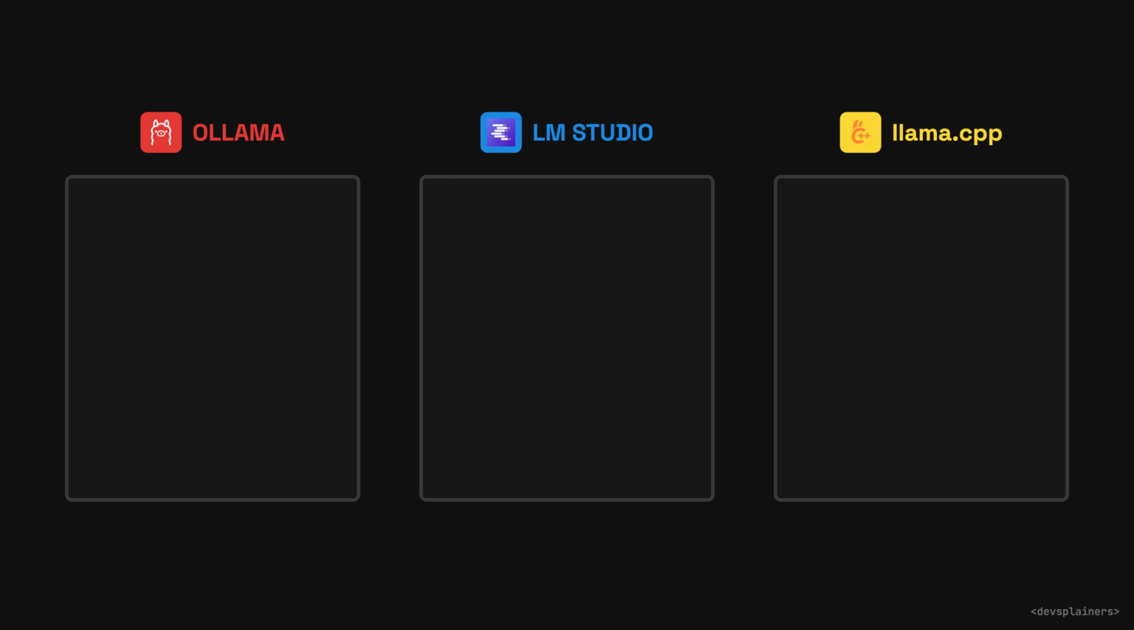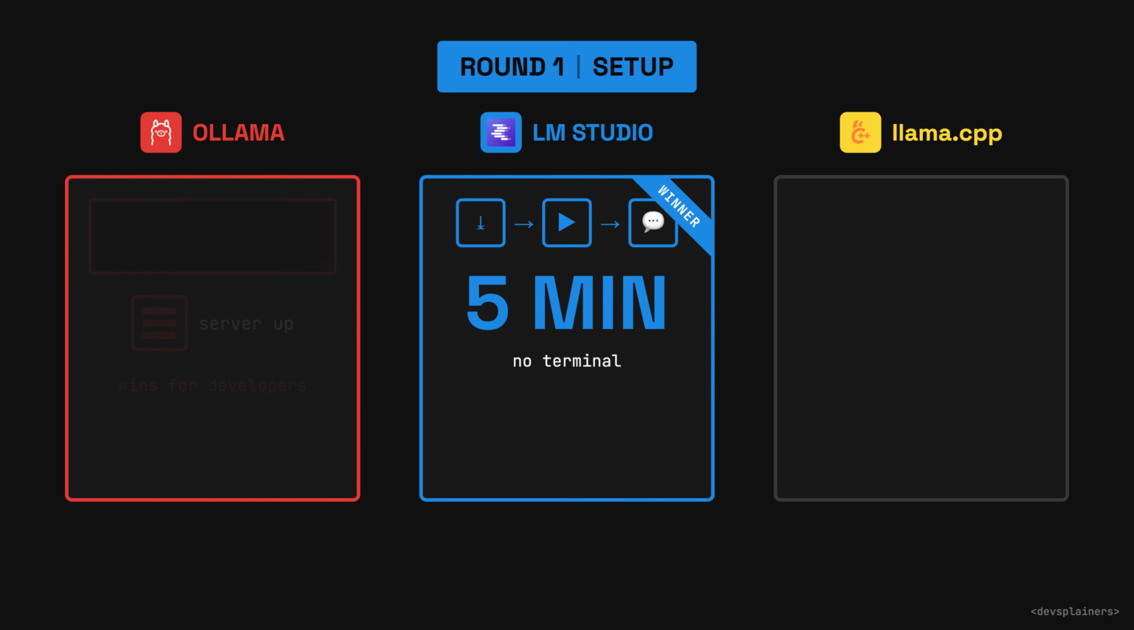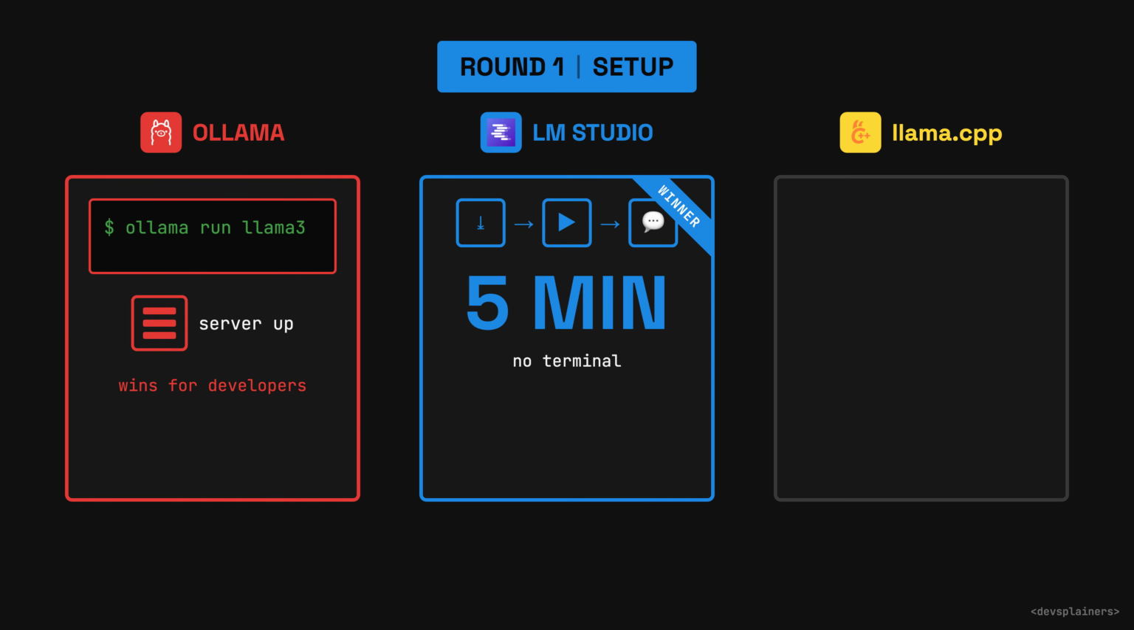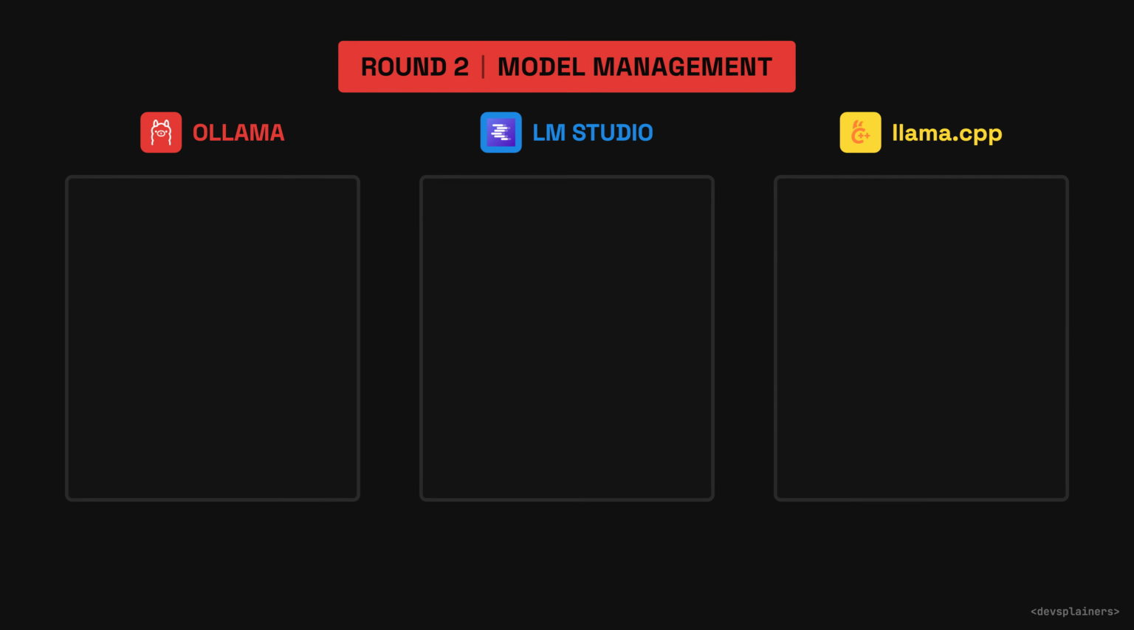So let's fight, round by round. Setup. LM Studio wins for true beginners. Download an installer, click a model, chat, done in 5 minutes, no terminal in sight. Ollama wins for developers. One command, then ollama run, and you've got a server. llama.cpp wins for nobody who's in a hurry. Want GPU acceleration? You're probably compiling from source and reading a README. That's the tax.